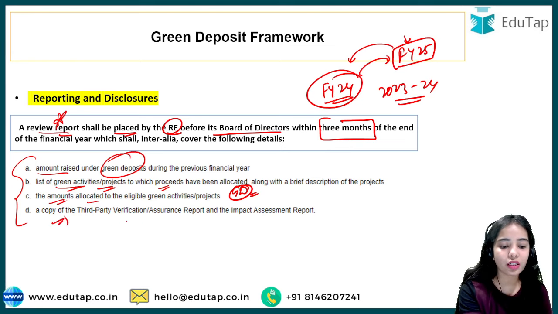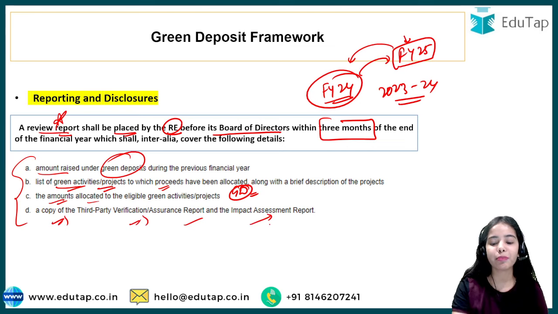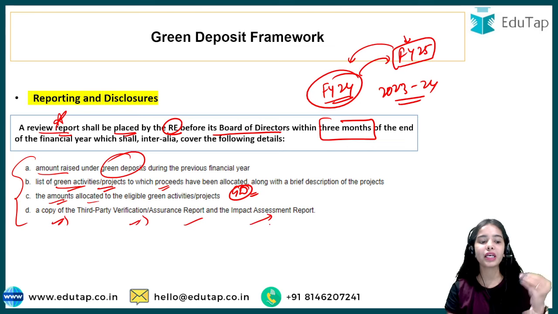A copy of the third party verification and assurance report and the impact assessment report has also to be provided in the review report that will be placed in front of the board of directors.